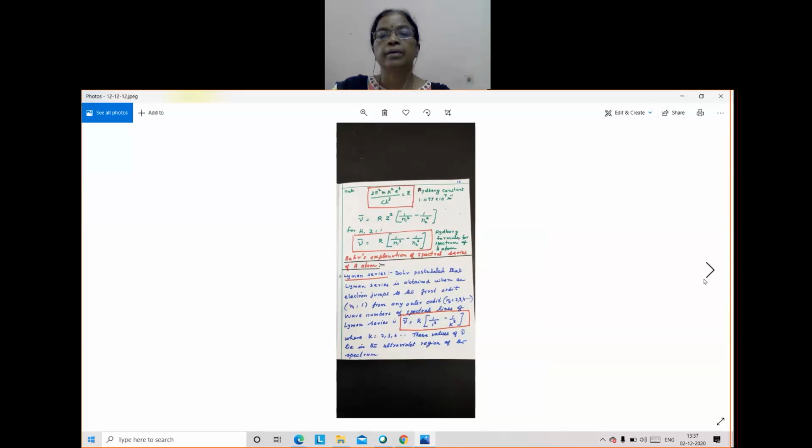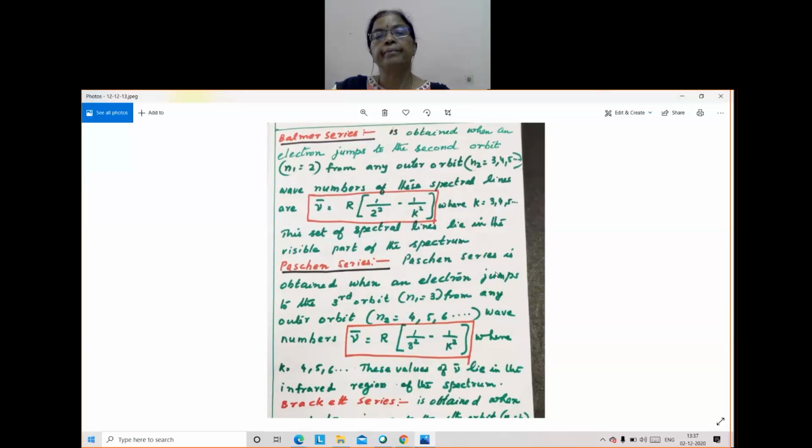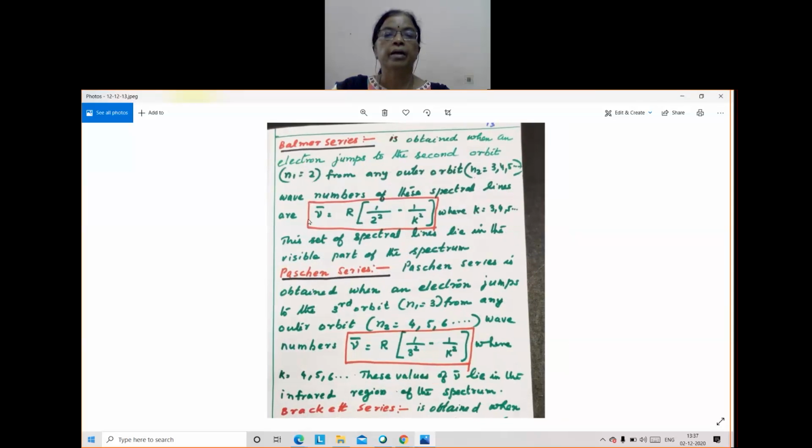Okay, Balmer series observed in visible region. So Balmer series is obtained when electron jumps to the second orbit, n1 equal to 2, from any outer orbit, n2 equal to 3, 4, 5, etc. And wave number ν̄ equal to R into 1 by 2 square minus 1 by k square.